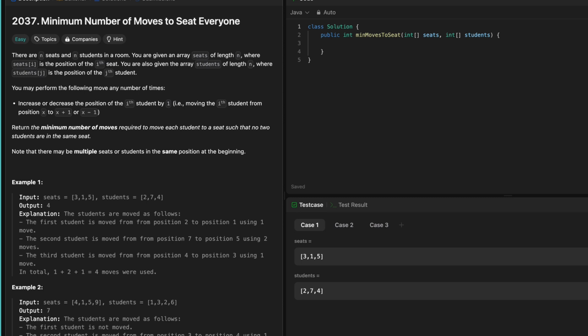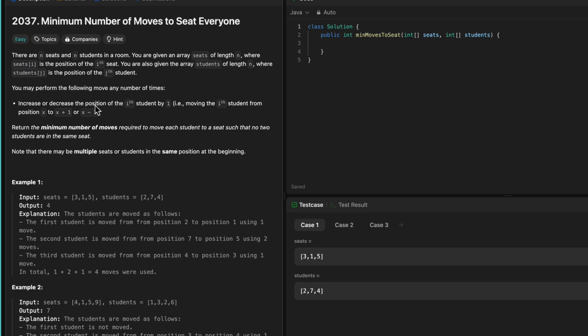In this, we are given n seats and n students in a room. Then we are given an array seats of length n, where seats[i] is the position of the ith seat. And also, we are given a students array of length n, such that students[j] is the position of the jth student. We may perform the following move any number of times.